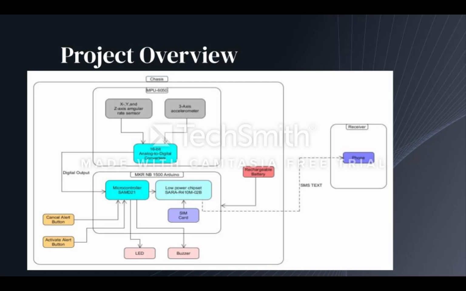The two main features of our project contained inside the product chassis are the MPU 6050 and an Arduino MKR NB1500. The MPU contains an XYZ axis angular sensor and an accelerometer, and it sends its inputs as digital outputs to the Arduino. The Arduino MKR has a rechargeable battery attached as its power supply and has as its inputs two push buttons, one for activating alerts and the other for canceling them. Its outputs are an RGB LED and a buzzer. The MKR contains a low-power chipset which contains a SIM card reader. We use this feature to send SMS text to our receiver, typically the phone of emergency personnel.